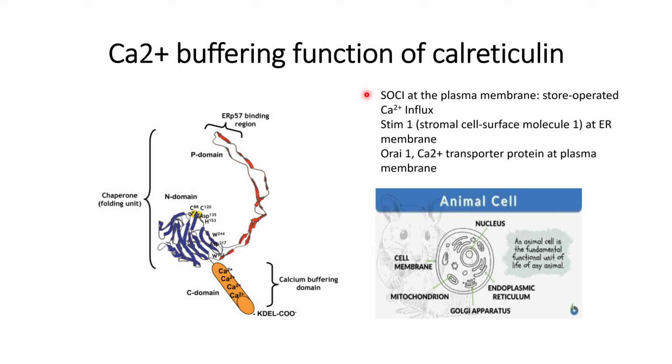Then this can direct the store operated protein to arrange Ca2+ from the extracellular matrix and bring it close to the plasma membrane. From the plasma membrane, intracellular transport is taken care of by ORAI1 to transport the Ca2+ from the plasma membrane to the endoplasmic reticulum. So this is in brief how Ca2+ homeostasis is maintained within the animal cell.